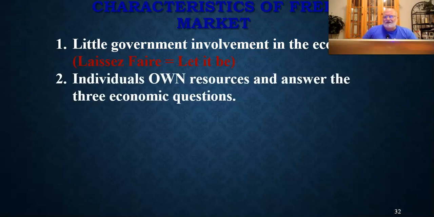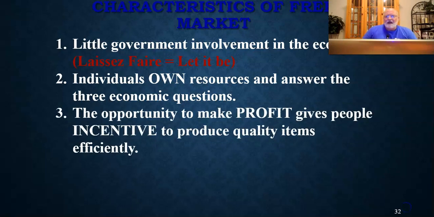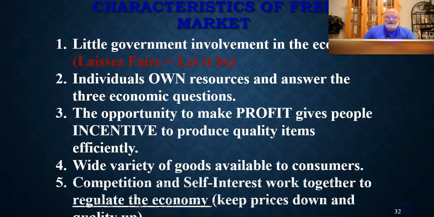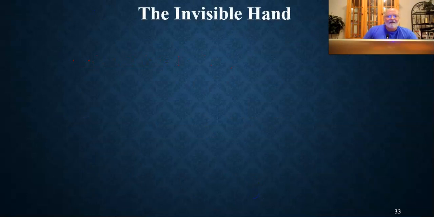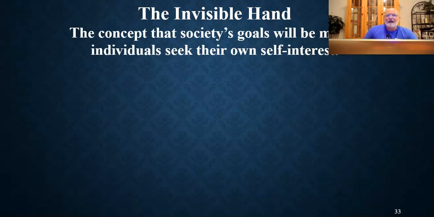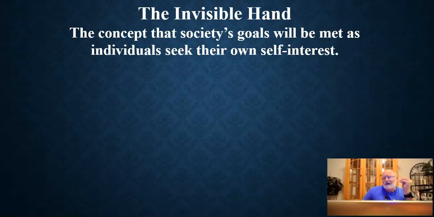The individuals own the resources and answer the three economic questions: what to produce, how to produce it, and who gets it. And there's a profit incentive. I'm spending too much time on this. Wide variety of goods. And then here's the theory. Competition and self-interest will work together to regulate the economy. All right, I do want you to write this down, the invisible hand. And this is the idea of a guy named Adam Smith. And this idea is that if you let people go out and do what they feel is right for them economically, it will answer society's needs. Now, that is his idea, the idea of the invisible hand.